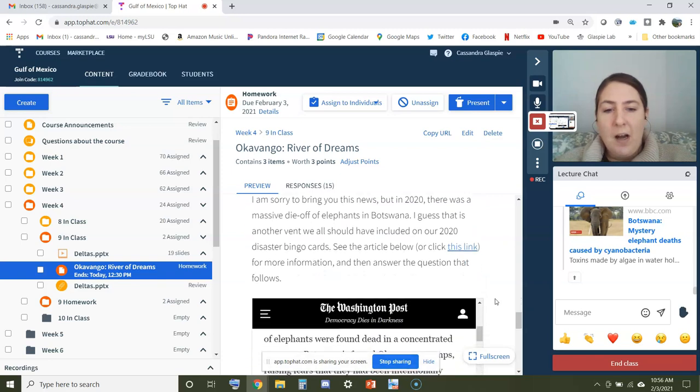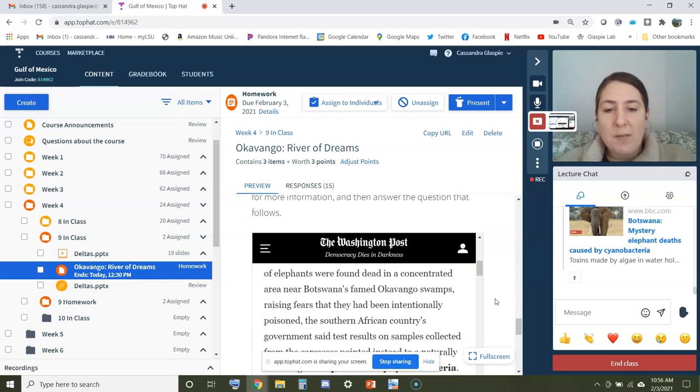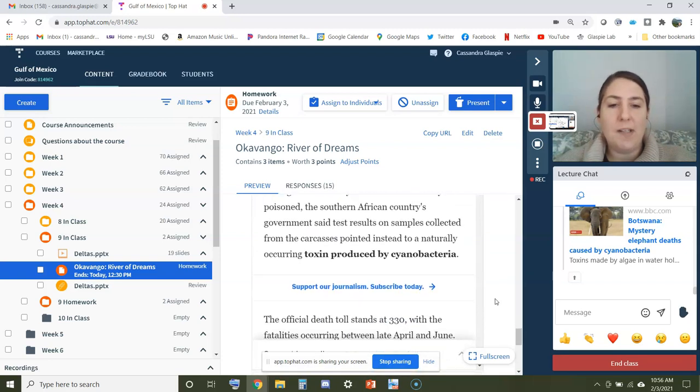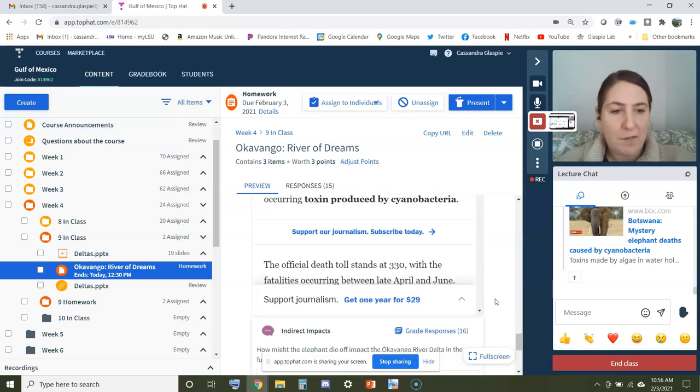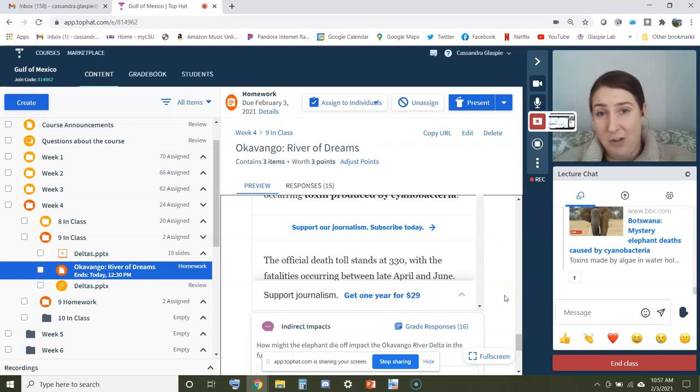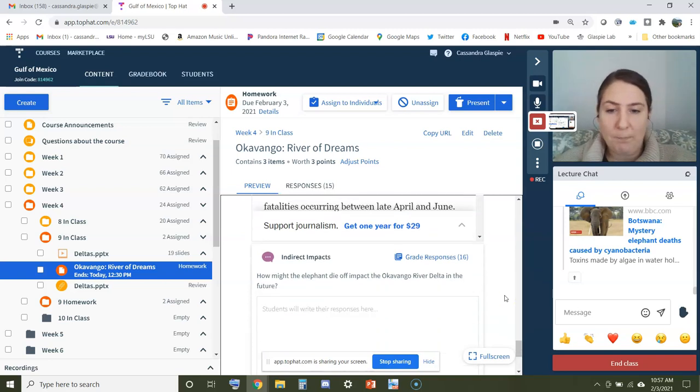And then I didn't really ask you any specifics about this article, but I wanted to let you know that this is happening, that there was in the past year a massive die-off of these elephants in Botswana. Not enough to make a huge impact on the population, but enough to be certainly concerned about the future for these elephants, especially because it seems as though the cause was a relatively natural one, a harmful algal bloom.